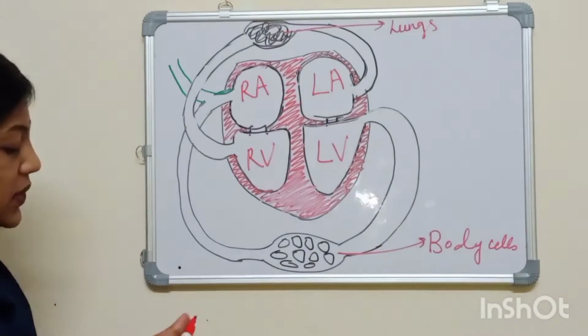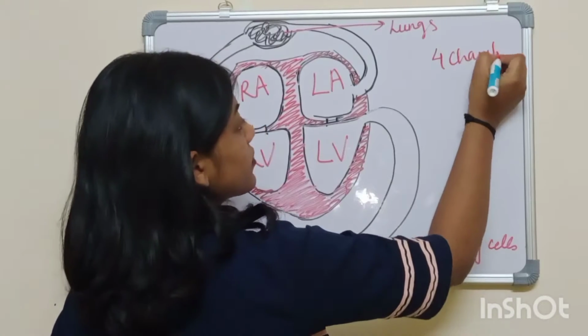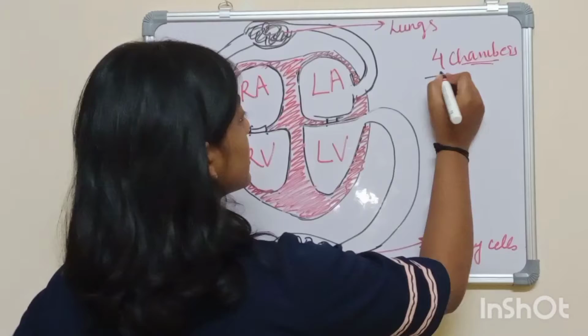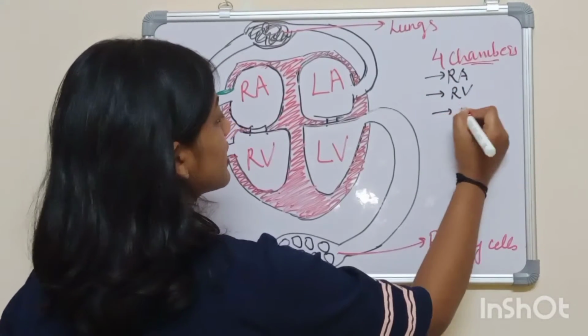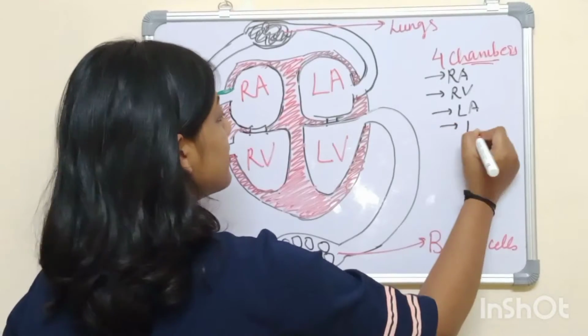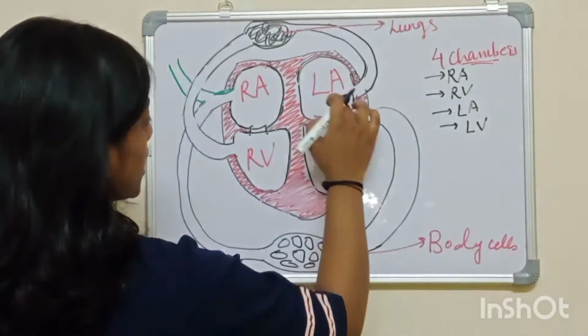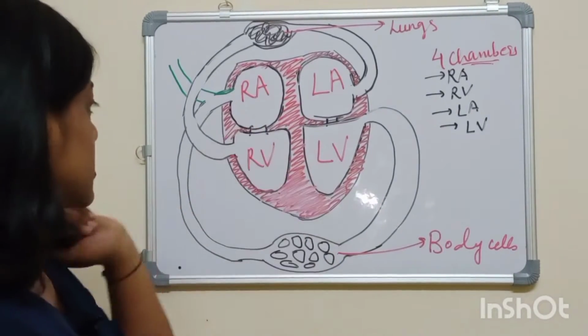It has four chambers. That is right auricle, right ventricle, left auricle and left ventricle. Two atria and two ventricles.